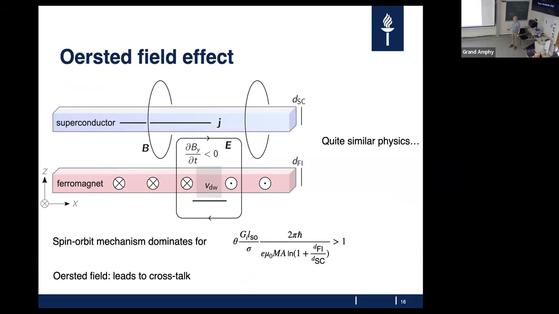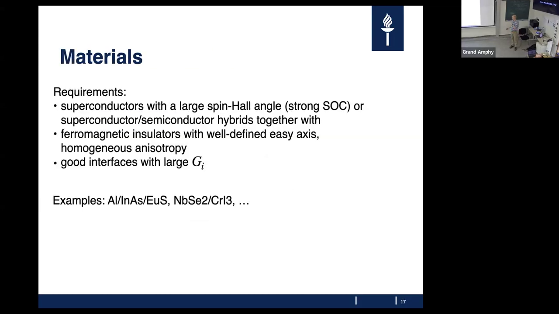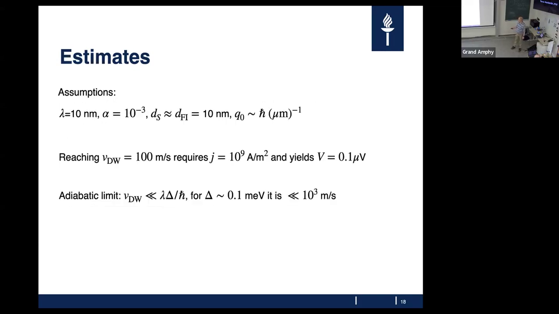Whether the spin-orbit mechanism dominates or not depends on parameters. We have estimated some materials where this could be seen. You can use, let's say, heavy metal superconductors with large spin Hall angles, or semiconductor hybrids together with ferromagnetic insulators, which should have well-defined easy-axis homogeneous anisotropy and so on to avoid pinning. There should be good interfaces between those systems. You can imagine using superconductor-semiconductor systems with europium sulfide as a ferromagnetic insulator. You can also assume using other cooling materials and so on.